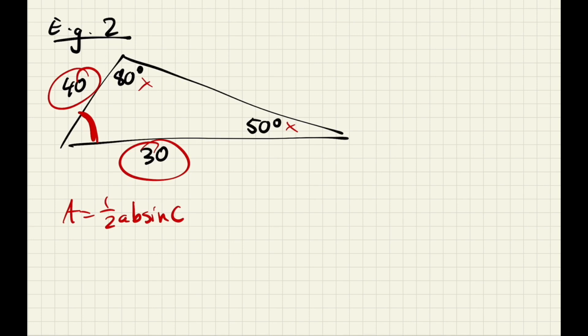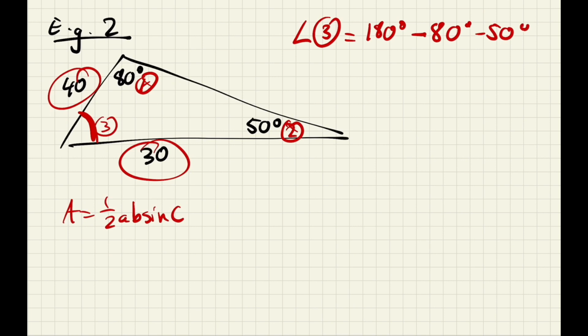So we use these angles that we do know to help us work out this angle that we don't know, which we still need. So let's do exactly that. I'm just going to call this angle 3. That's going to be equal to 180 degrees minus 80 degrees minus 50 degrees. Why is that? Because 180 degrees is the interior angle sum of our triangles. So we have 180 minus 80 minus 50, and when we subtract that, we get that angle 3 is equal to 50 degrees.